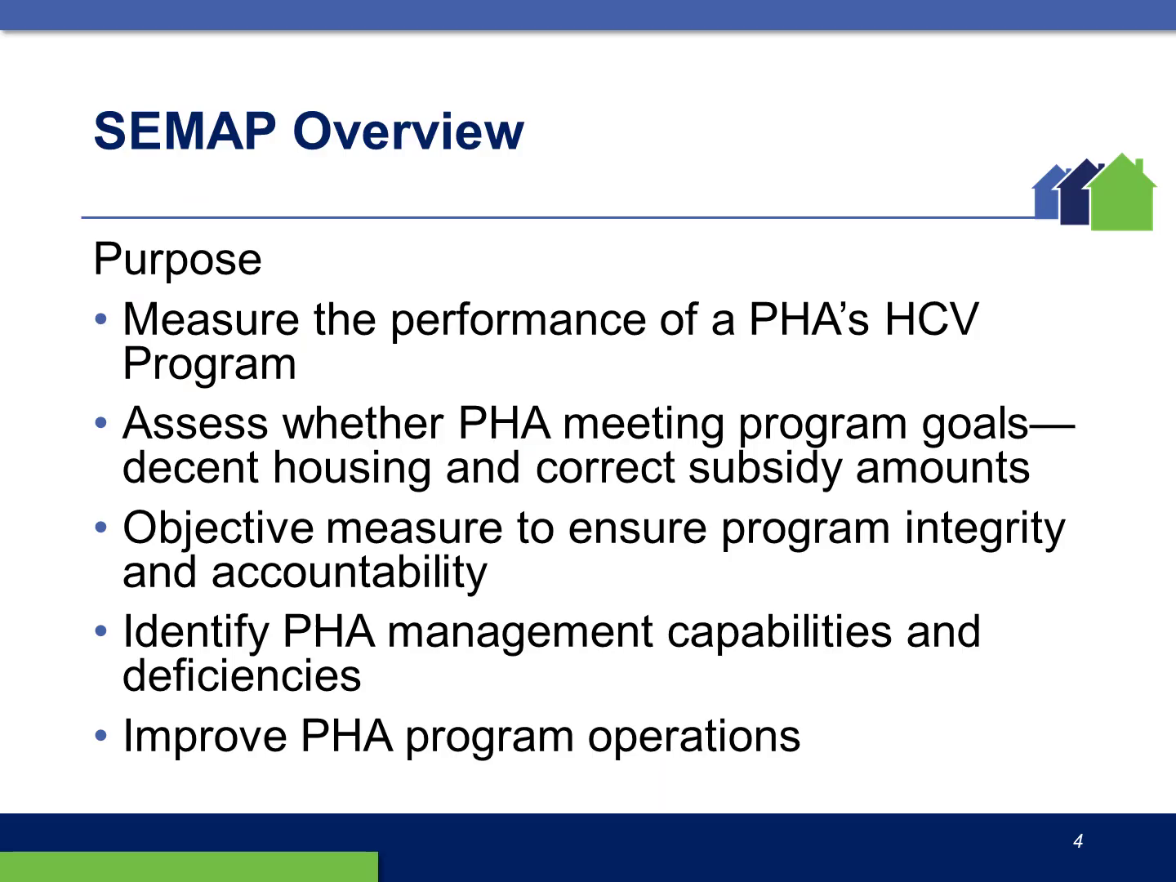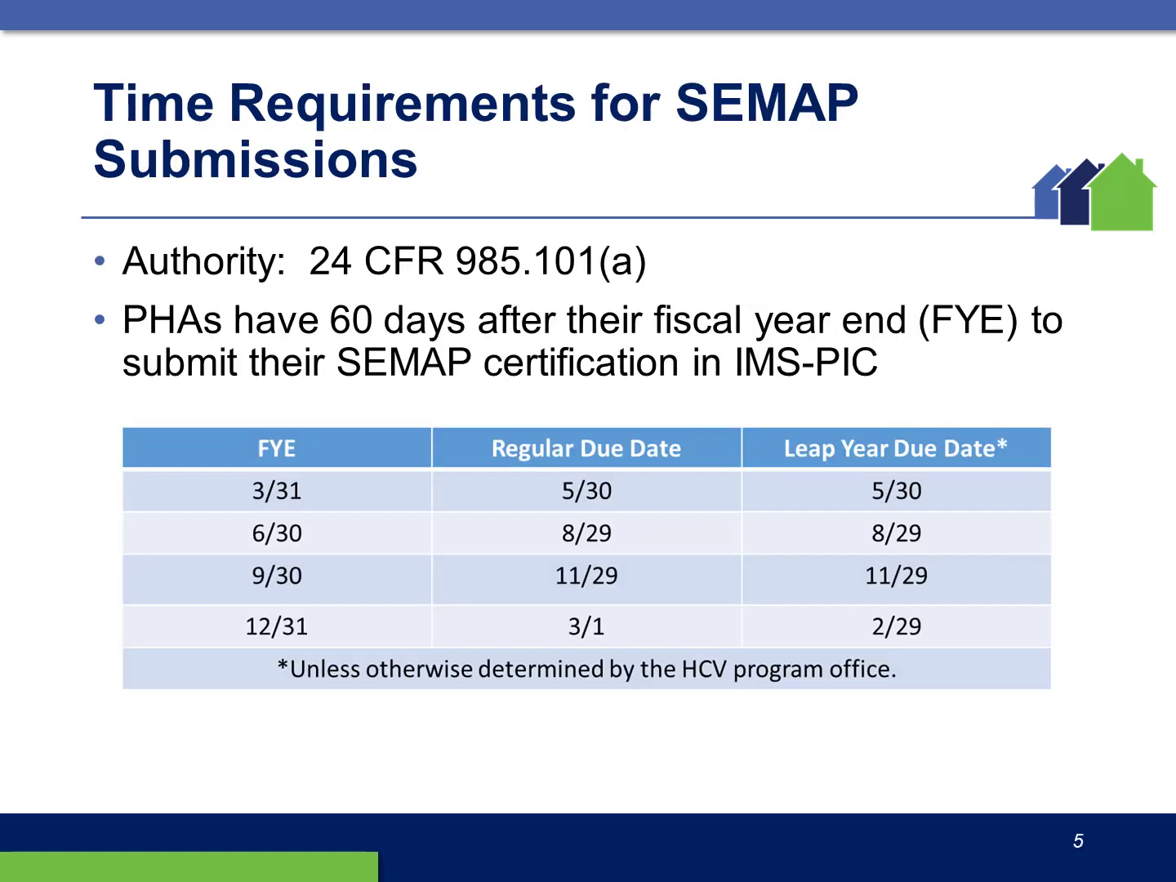CMAP serves several purposes. It measures the performance of the PHAs that administer the Housing Choice Voucher program. It assesses whether HCV programs are helping eligible families afford decent rental units at the correct subsidy amount. It is an objective system that measures PHA performance in key areas of the voucher program to ensure program integrity and accountability. It identifies PHA management capabilities and deficiencies in order to target technical assistance more effectively, and it helps PHAs assess and improve their own program operations.